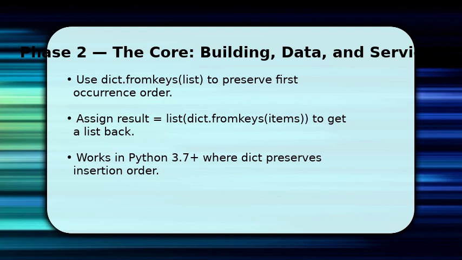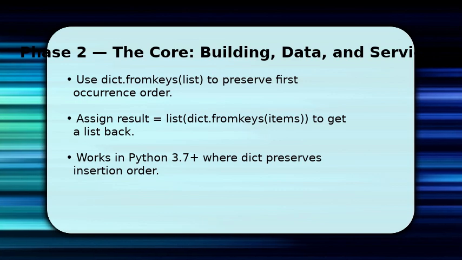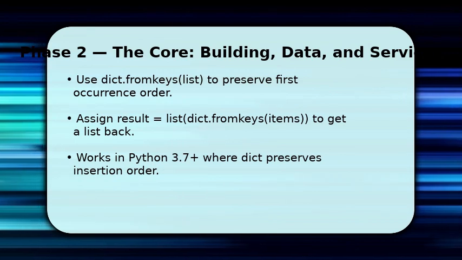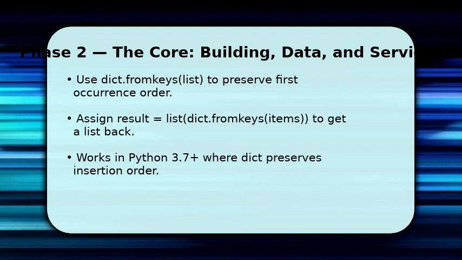This works because dict keys must be unique, and since Python 3.7 dict preserves insertion order, the first occurrence is kept. Once done, you have a list with duplicates removed and original order intact without loops or external libraries. Make sure to convert back to list if you need list methods. Dict.fromkeys returns a dict-like view.